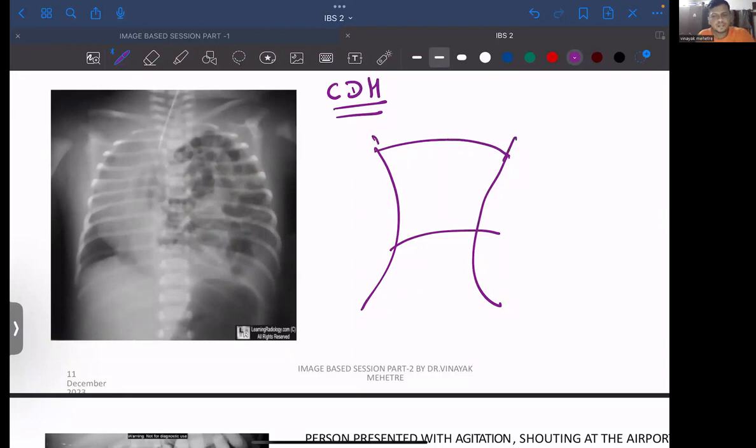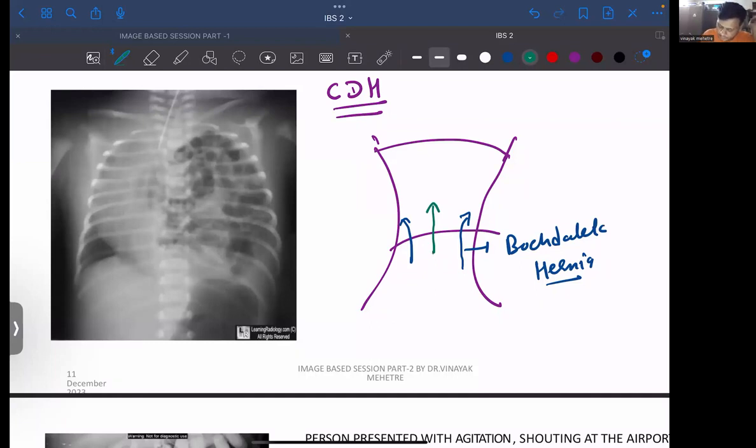See, if a shadow is coming from the borders, which hernia is it? It is Bochdalek hernia. If the shadow is coming from the middle, the black shadow is going upward from the middle, it is Morgagni.